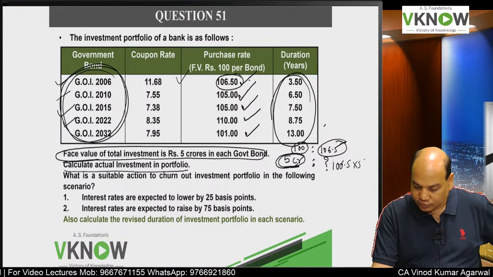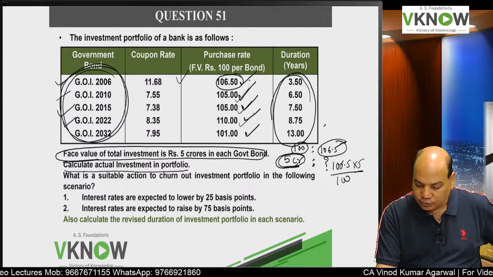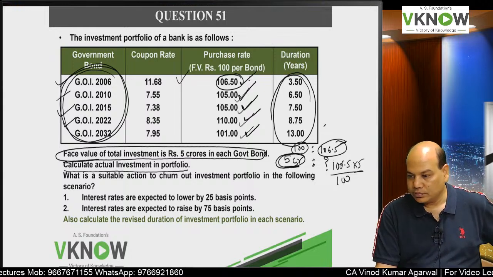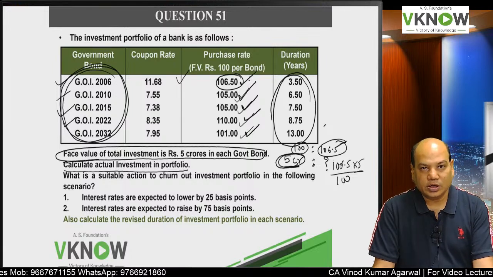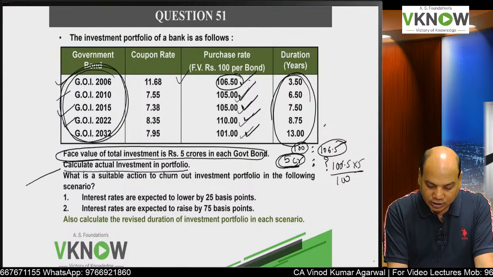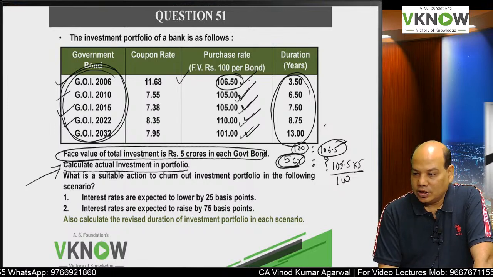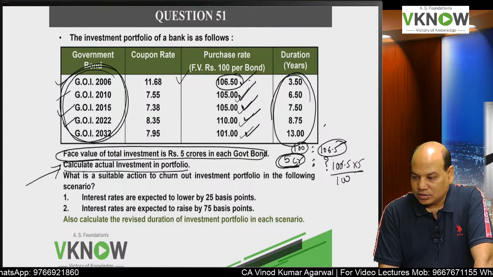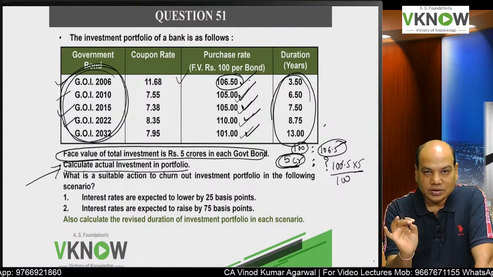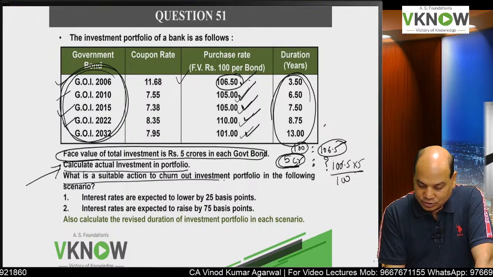106.5 into 5 divided by 100. Same way you can do the calculation for all the 5 bonds, and you will be able to get the total amount invested in each bond. This question is an arithmetic question. A 10th standard student can also get that answer, but your intelligence will lie in answering the next 2 questions.